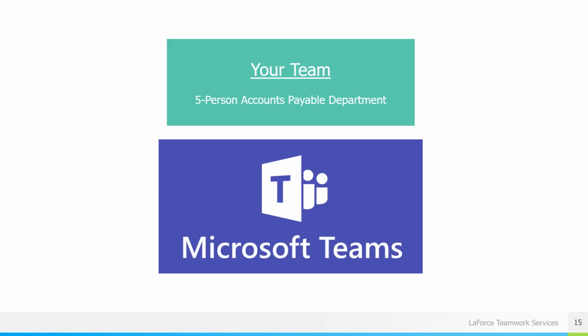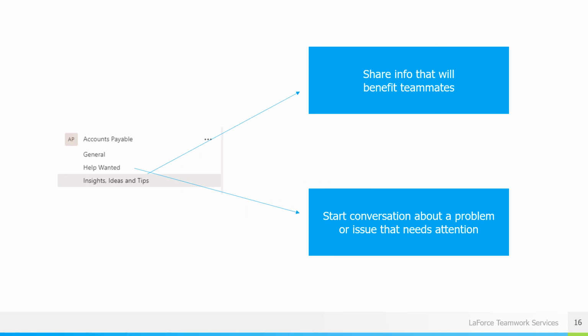For this example, let's assume your team is a 5-person accounts payable department. You also have access to Microsoft Teams, which you really haven't used much before, but now you're going to make good use of it. So you go to Teams, and under the accounts payable tab, you add a couple extra channels. In this case, we've got help wanted and then another channel called insights, ideas, and tips.